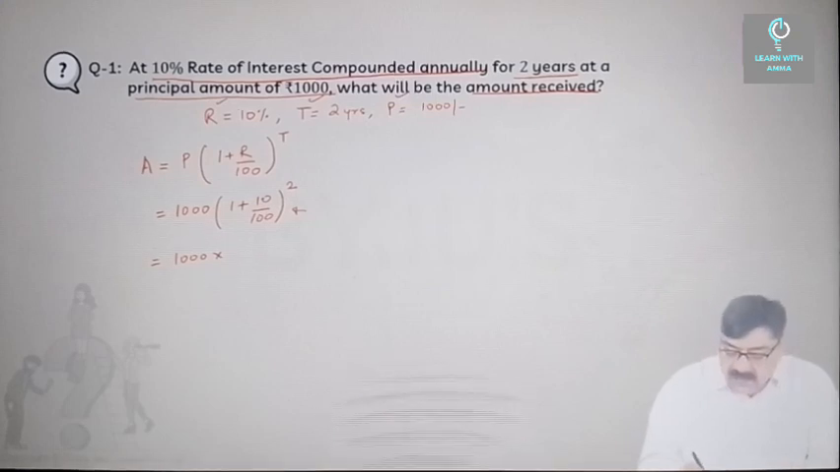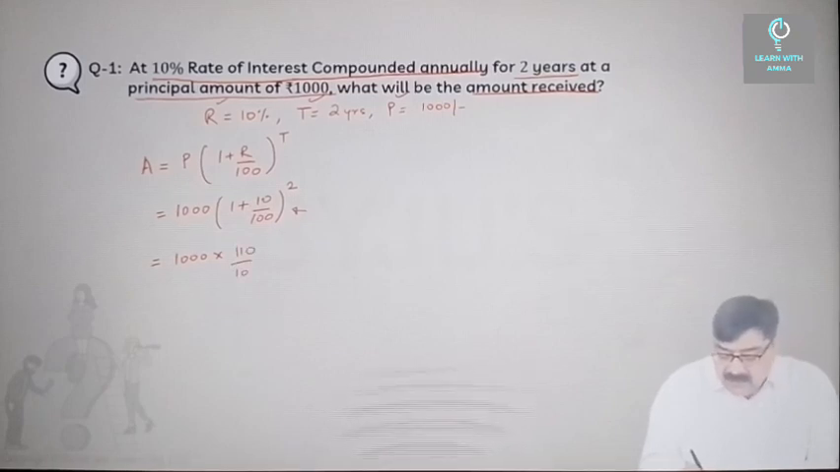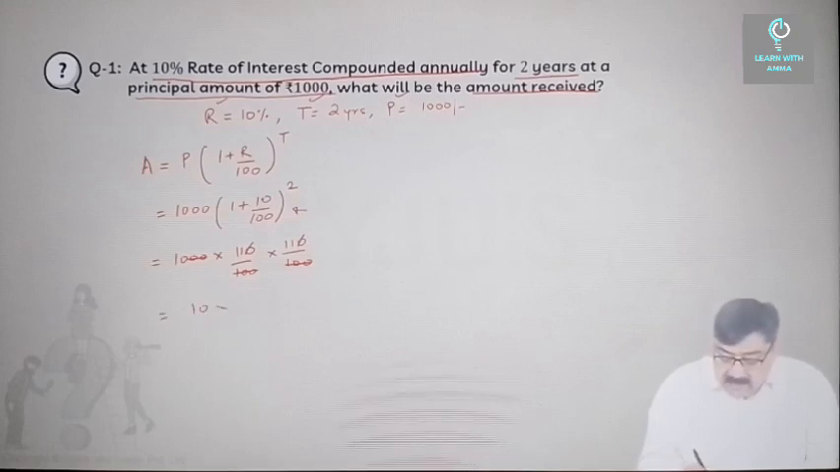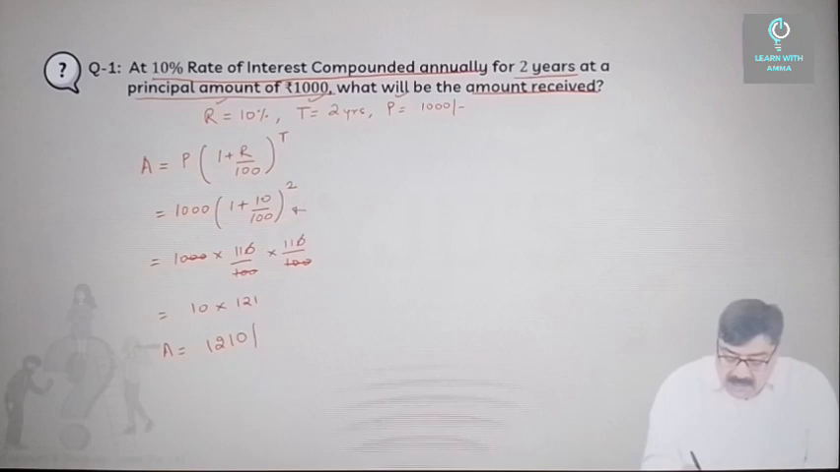Now, we know it is 1 plus 10 by 100, it should become 110 by 100 into another 110 by 100. Now you can go about cancelling these things. So 100, these two zeros removed. 100, these two zeros removed. So it is 10 into 11 into 11, which is 121. So the amount obtained here should be 1210.